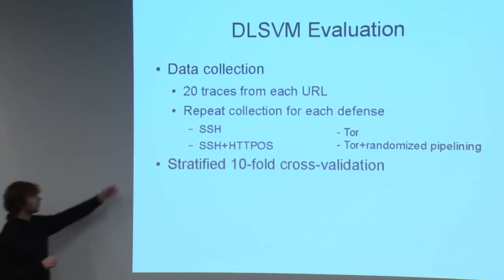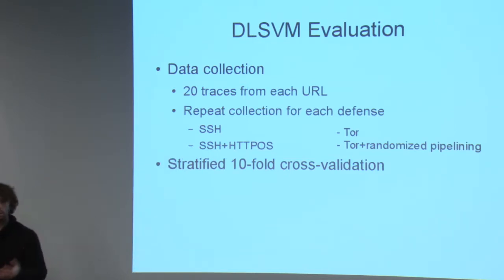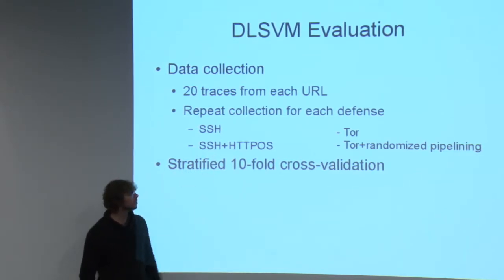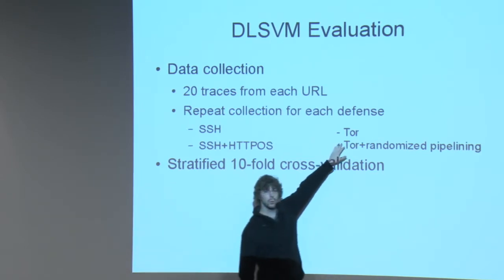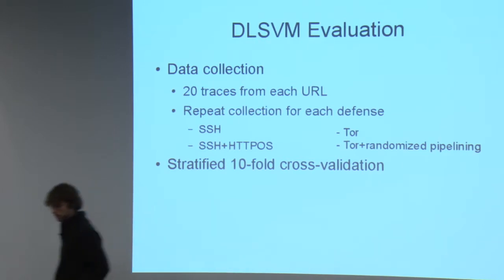And then we repeated the collection process for four different defenses. One is just visiting the websites over an SSH proxy. One is SSH with the HTTPOS system in place. And then there was plain old Tor at that time, and then Tor with randomized pipelining as it was implemented at that time.